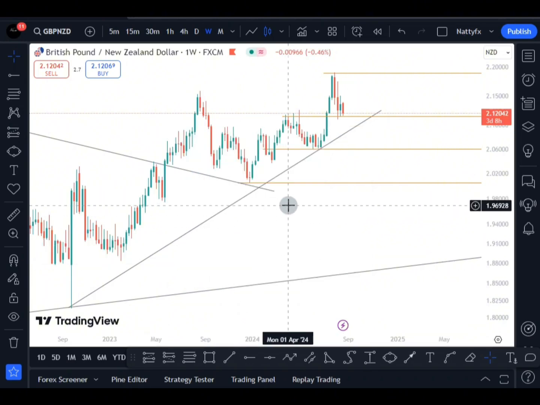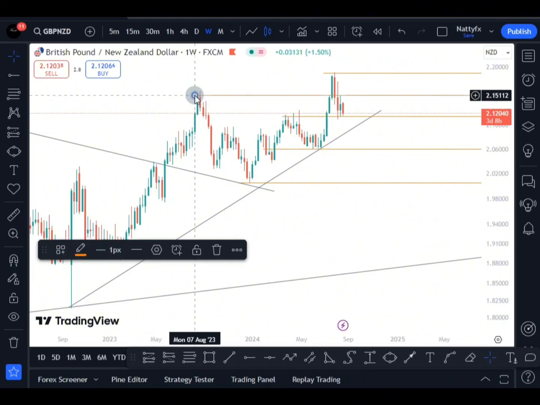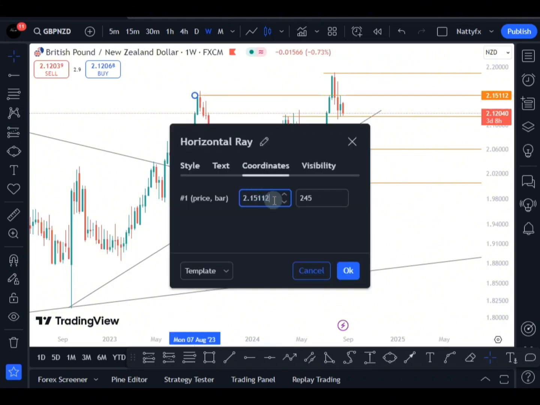Okay, so what's next? We also have a psychological level around this area. Take your psychological level tool and place it here, between the two legs here.